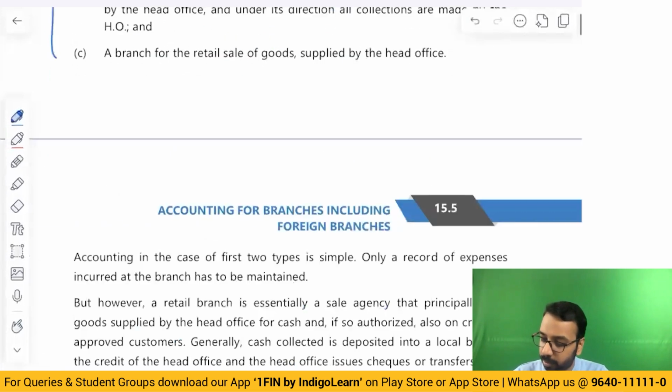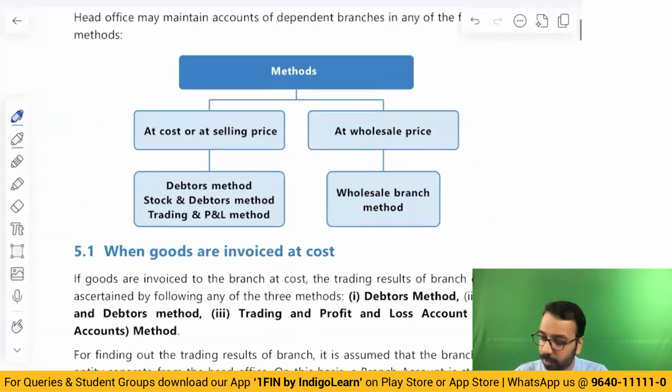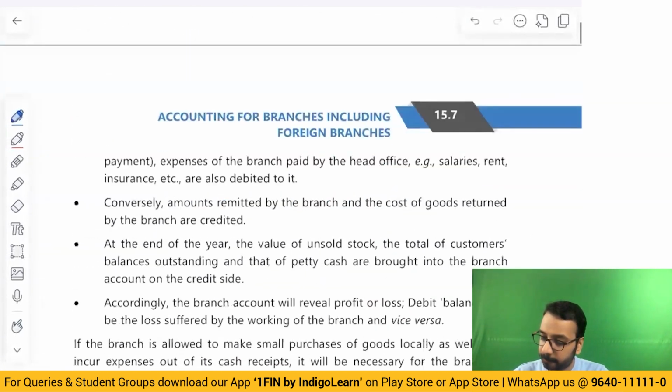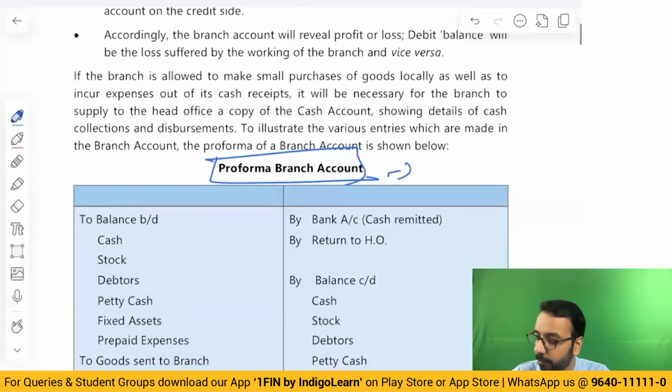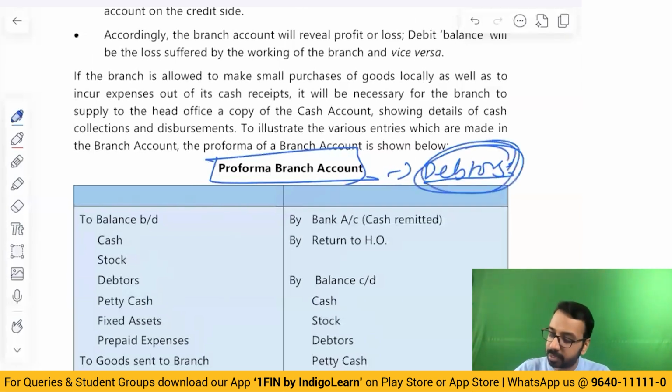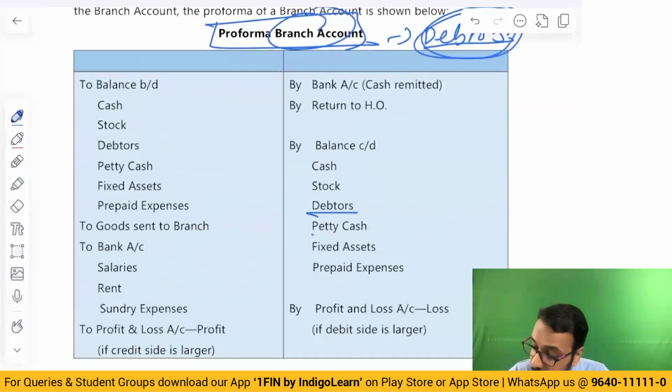So this we have already discussed briefly. You can have a look at it. So this is the branch account which is followed when we follow the debtors method. Now, sometimes students get confused as to what is this debtors method. This debtors method basically means branch account is a debtor account. Okay, and this debtor, this petty cash, these are whose debtors? These are branch debtors. So head office treats branch as its debtor, branch has its other debtors, its own customers.